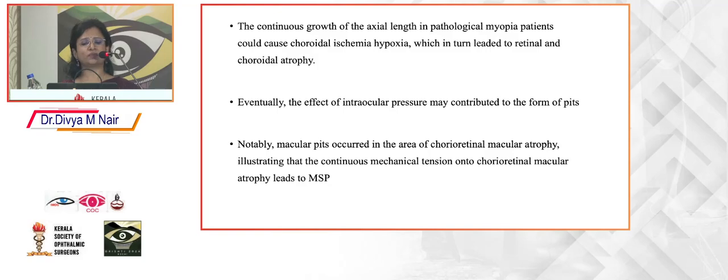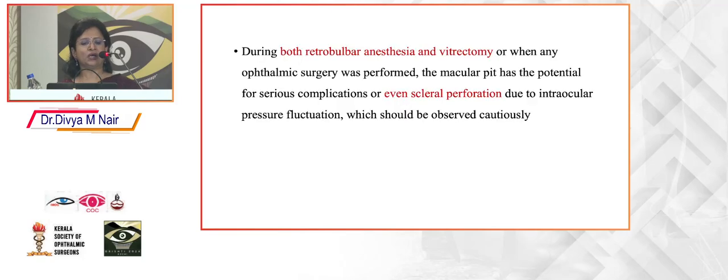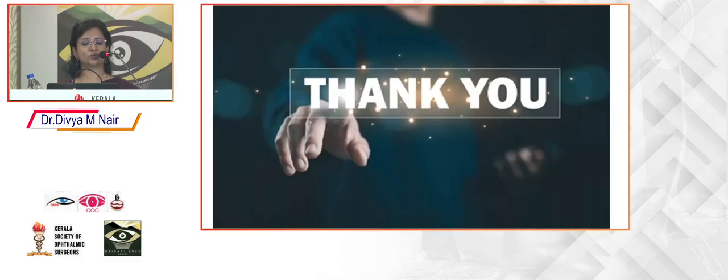So this also happens because of the continuous increase in the axial length in pathologic myopia, causing choroidal ischemia, leading to retinal and choroidal atrophy. And eventually the IOP itself can cause formation of these types of pits. Why we have to know about these pits is that very rarely during a retrobulbar anesthesia, you may have scleral perforation if you pass through this.